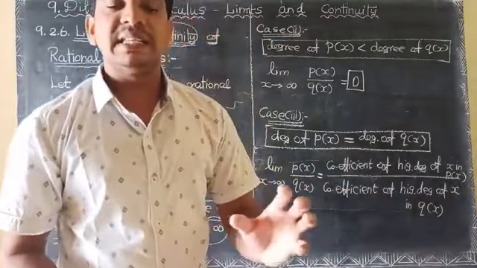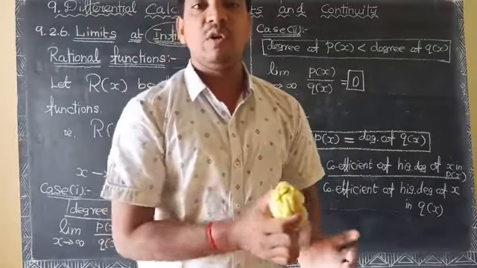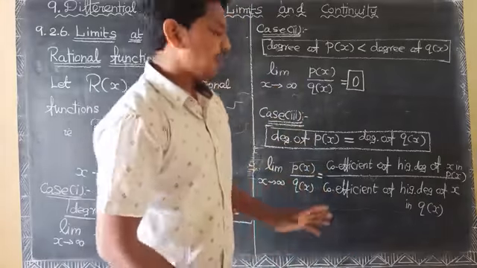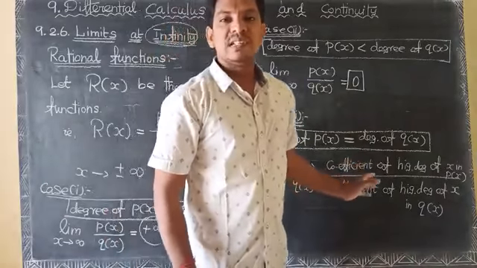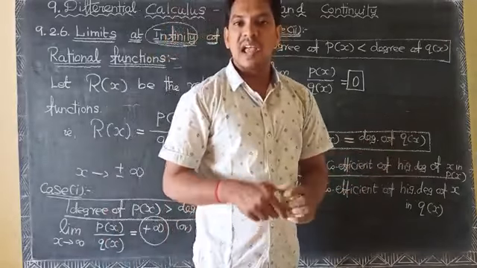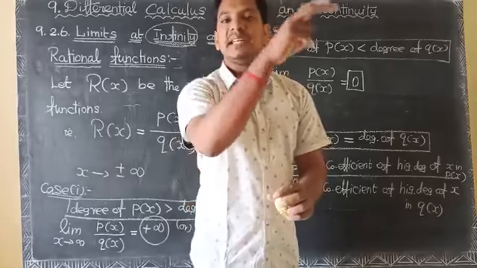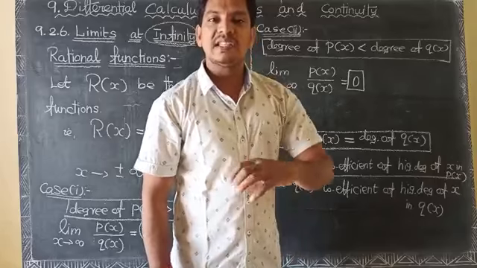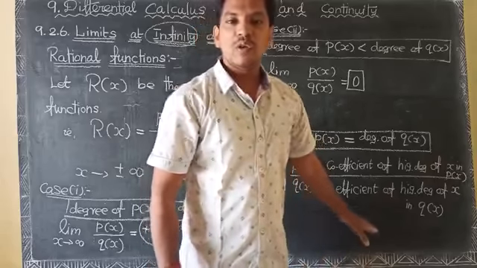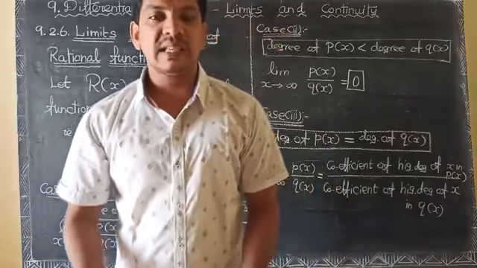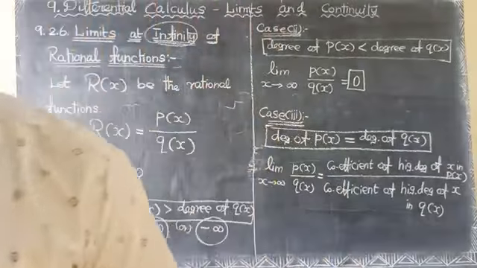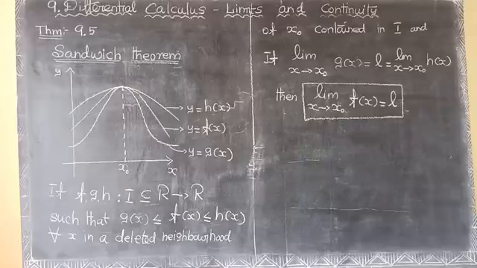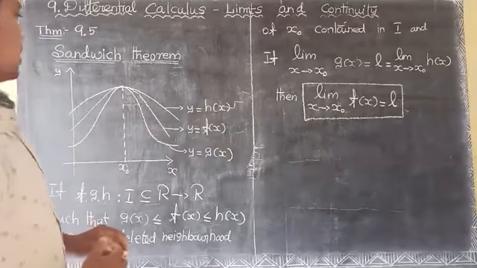When degree of p of x equals degree of q of x, both are equal, then the procedure is the coefficient of the highest degree of x in the numerator p of x divided by the coefficient of the highest degree of x in q of x. Next, discuss the sandwich theorem.